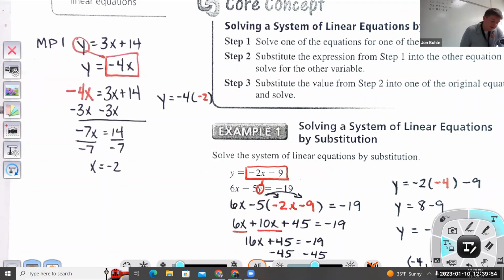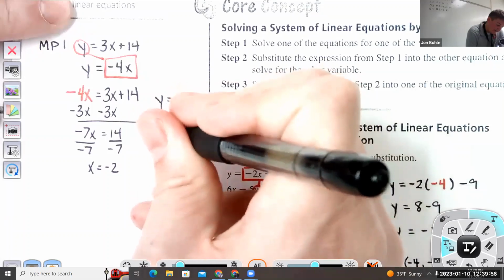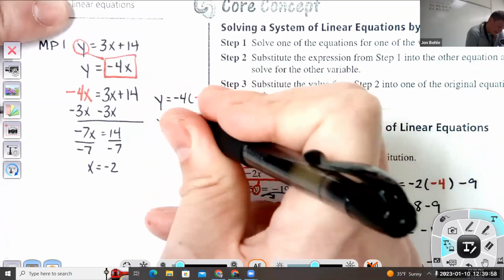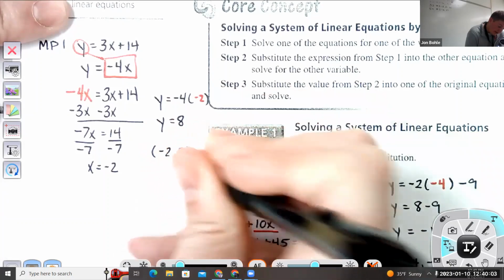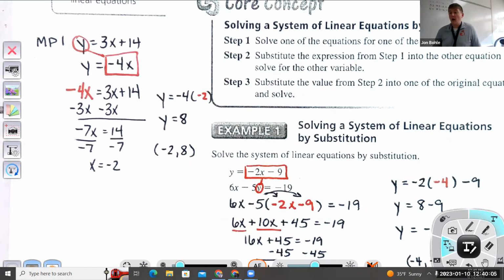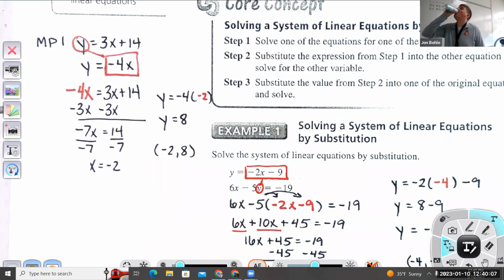Negative 4 times negative 2. Negative times negative is positive. 4 times 2 is 8. So this crosses at the ordered pair negative 2, comma 8. Questions about monitoring progress 1?